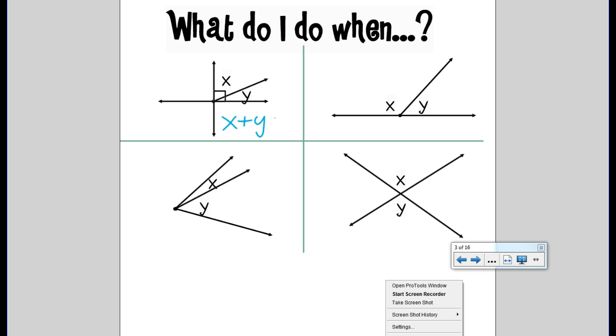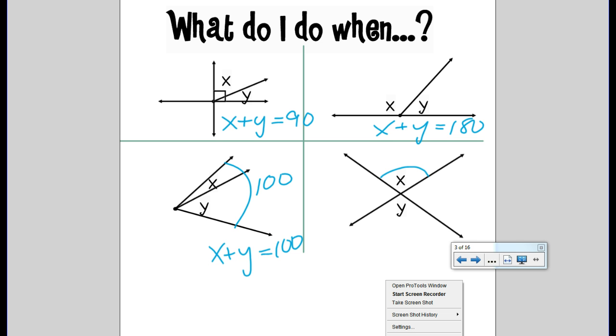X plus Y equals 90. You would take those angles and add them to equal 90. What's the vocab word for that? Complementary. Very good. What about this? X plus Y equals 180, and the vocab word is linear pair. What about this if I told you that the angle was 100? X plus Y equals 100. I call that part plus part equals whole.